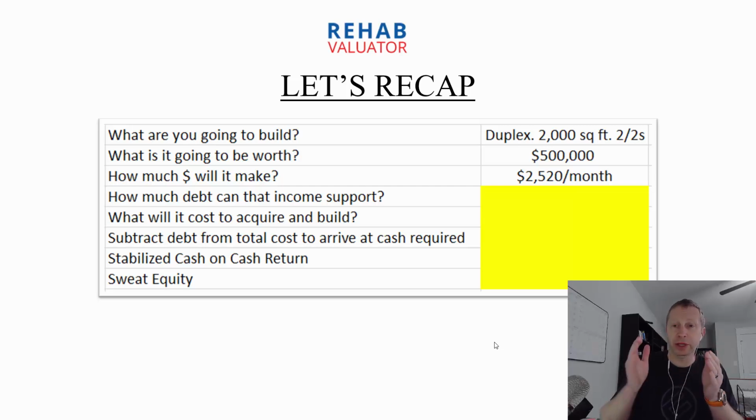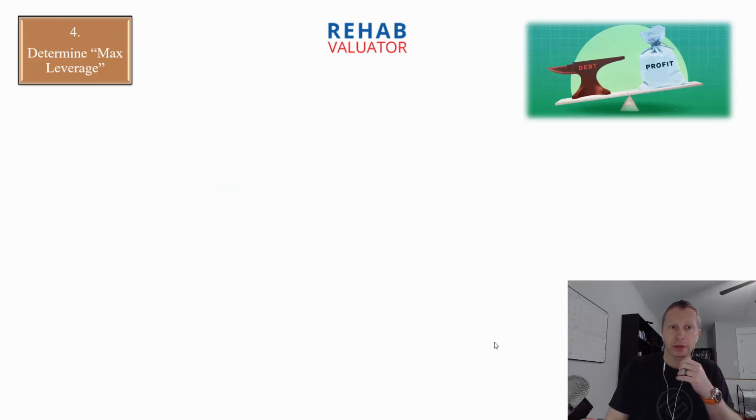All right, so before we go to step 4, let's recap where we are. What are you going to build? You're going to build a duplex, 2,000 square feet, 2 bedrooms, 2 bath units. It's going to be worth $500,000. Not $500,000 a month. It's going to be worth $500,000. And it's going to make in net operating income $2,520 a month.